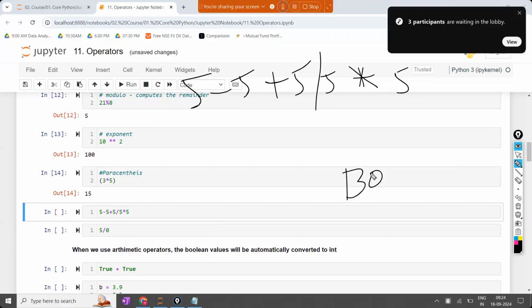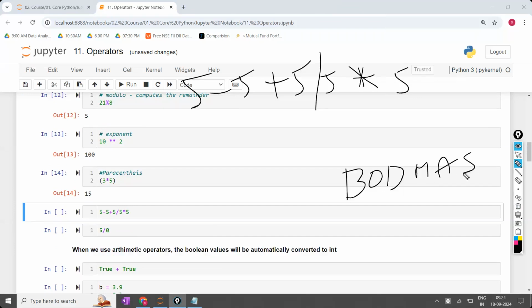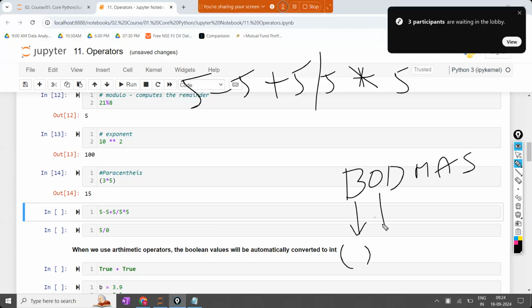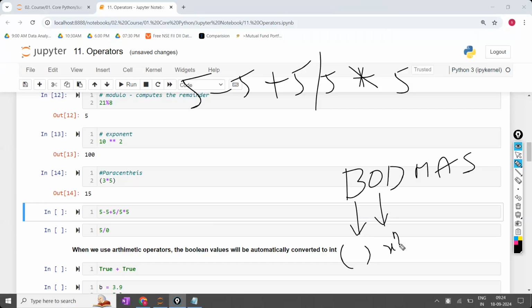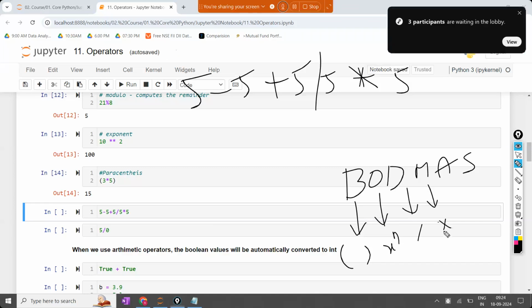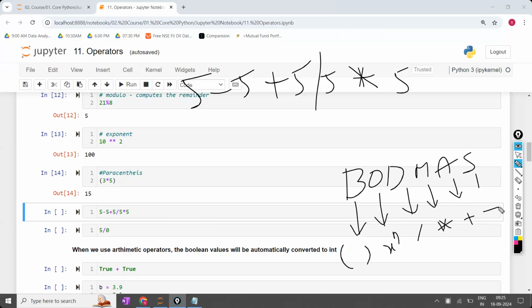BODMAS. B stands for brackets, parenthesis. That is the top priority. The second one is power, x to the power of n. That is the second priority. Followed by division, followed by multiplication, followed by addition, followed by subtraction. As per this order, here you have 4 symbols: minus, plus, division, into. Now according to this, which one has to be completed first? Sorry, division has to be completed first. This part.